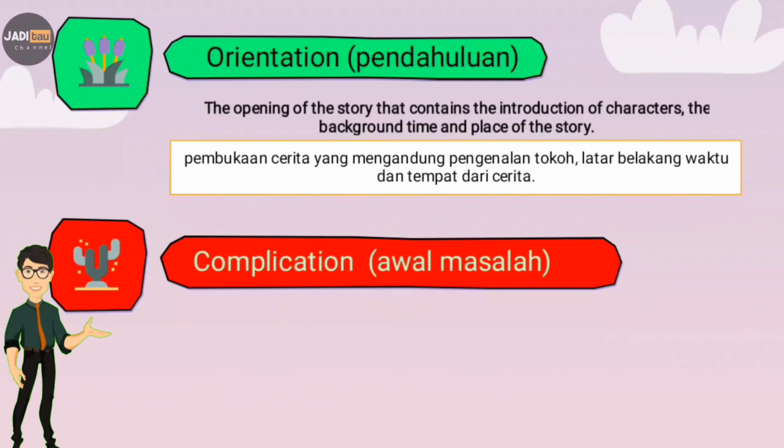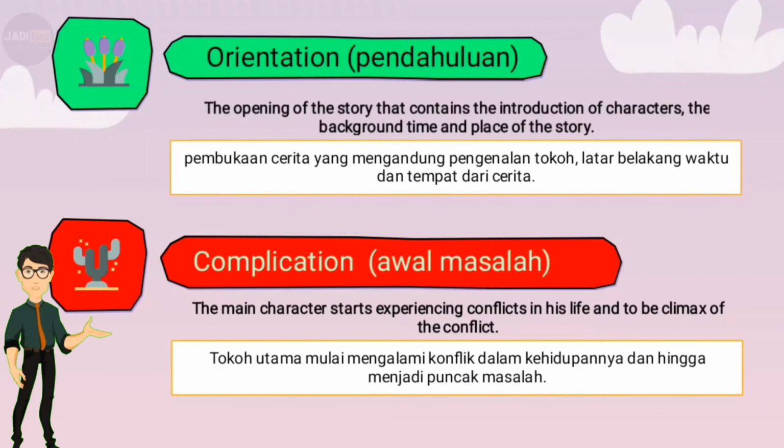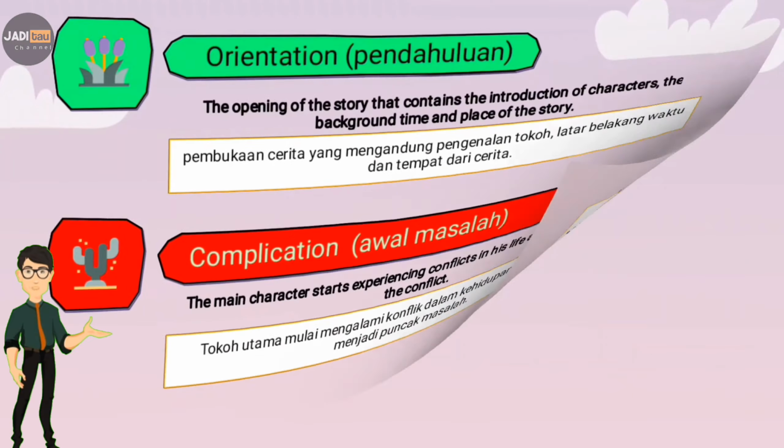And the second, complication. Awal masalah. The complication is the main character starts to experience conflict in his life and it becomes the climax of the conflict. Awal masalah di sini yaitu tokoh utama mulai mengalami konflik dalam kehidupannya dan hingga menjadi puncak masalah.